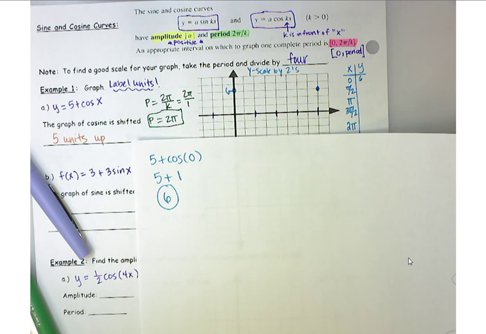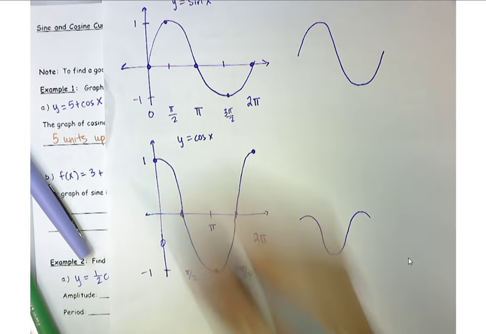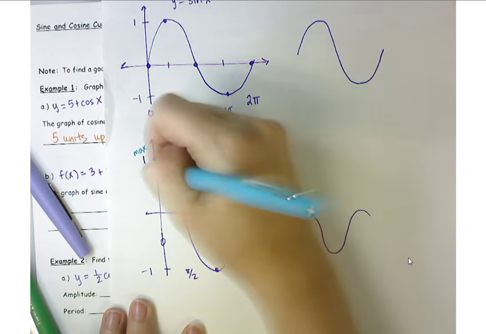Okay, now let's look at the cosine. So remember I showed you this earlier. This was your cosine. So this is your max. This was your max. Halfway in between, what happened?